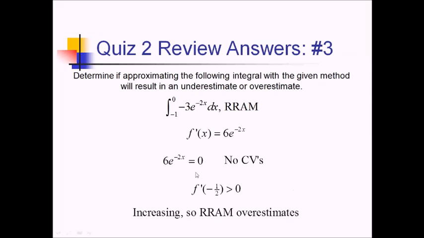So just as a little bit of a follow-up, because this is our only example like this on the review guide, if you were decreasing, R-ram would underestimate that. And for L-ram, it's exactly the opposite. Increasing functions on L-ram get underestimated. Decreasing functions on L-ram get overestimated. So when in doubt, just draw a picture of the function, increasing or decreasing, draw the type of ram, and see if you're over or under.